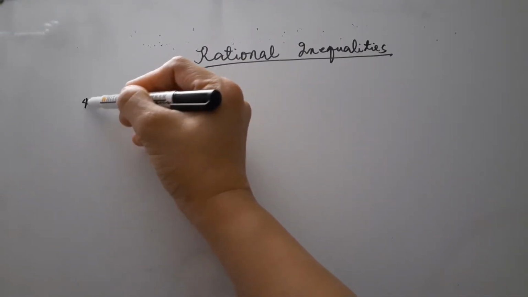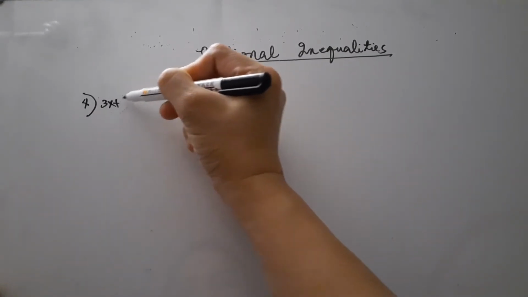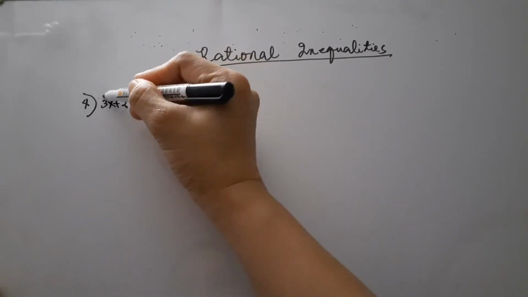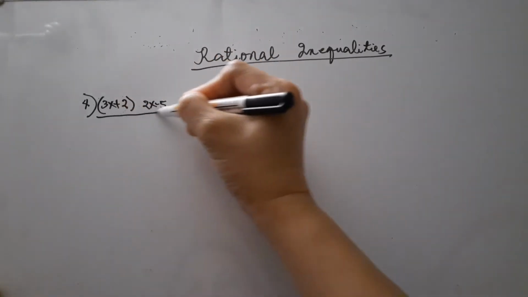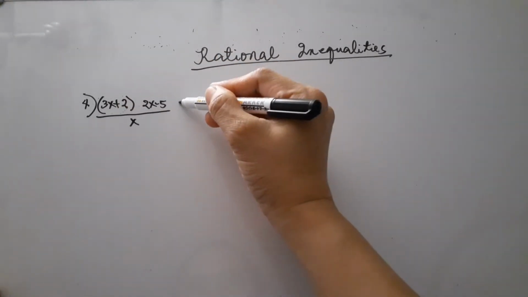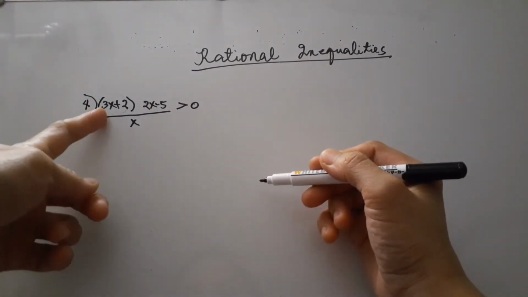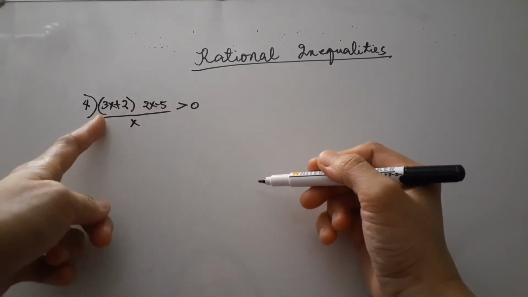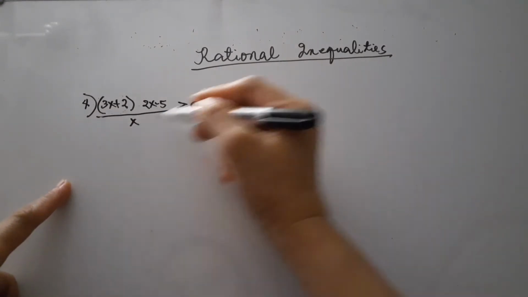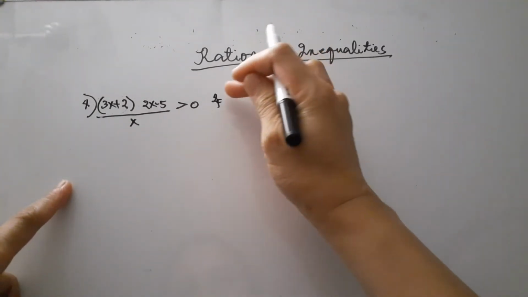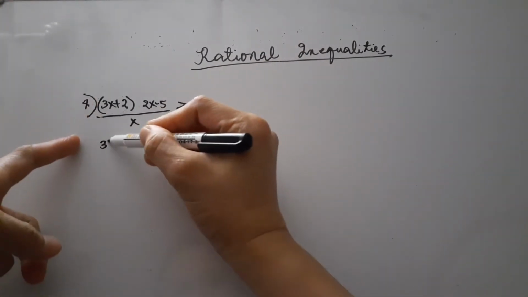Now let's go to number 4. So we have the quantity 3x positive 2 close and open parenthesis, and 2x negative 5 close and open parenthesis, over x, less than 0. So we need to solve each factor first.